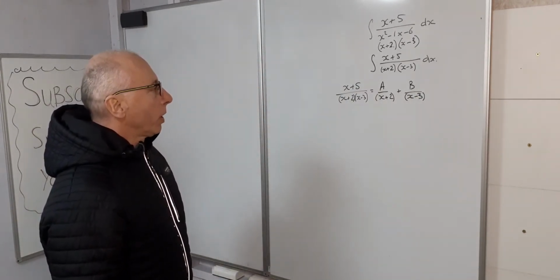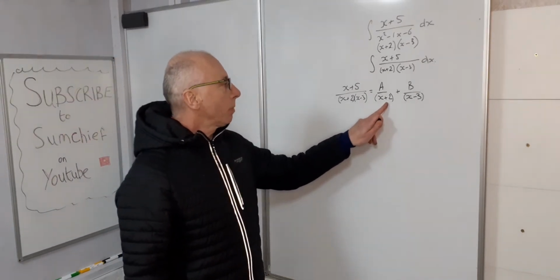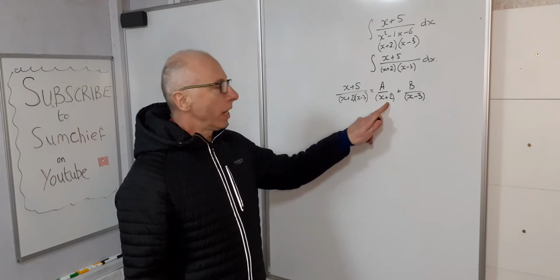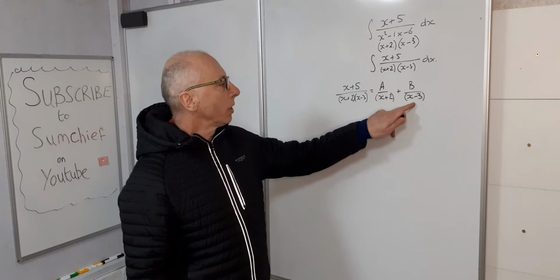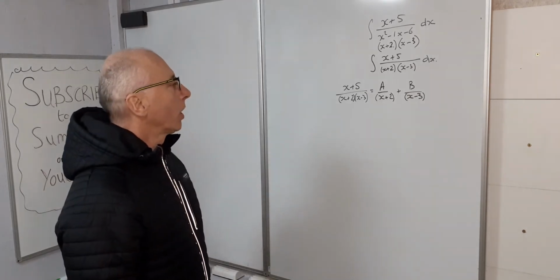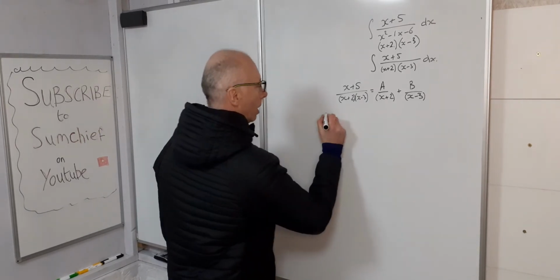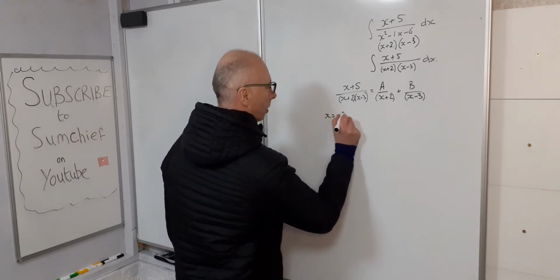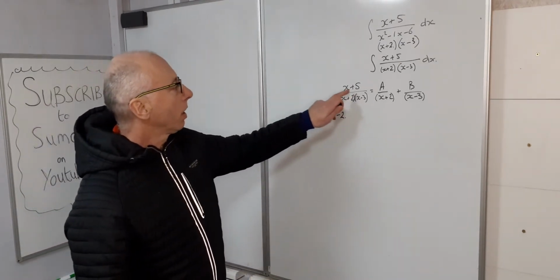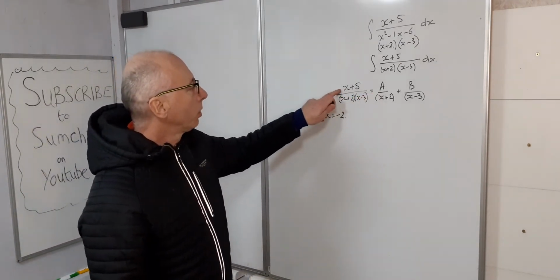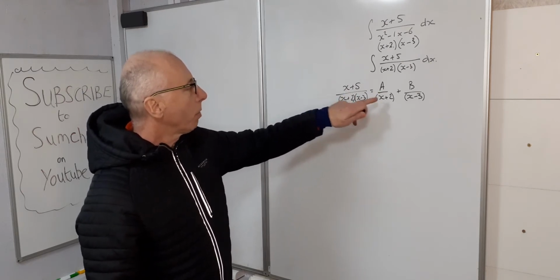So best thing we can do here now is just do the cover-up method, I would say, because we've got x plus 2, plug in minus 2 there, that disappears. X minus 3, plug in 3, this one disappears. Okay, so first of all, let x equal minus 2. So when x equals minus 2, all we do is we make a equal this fraction here with x replaced with minus 2.